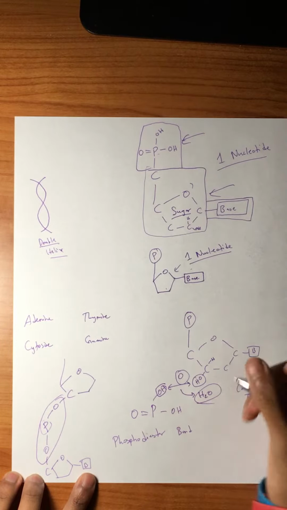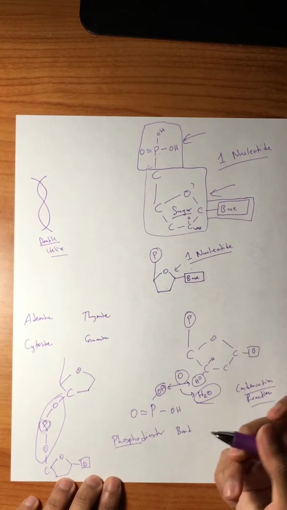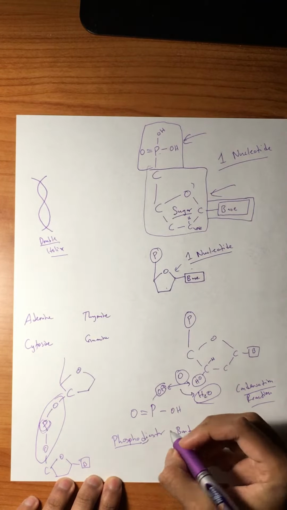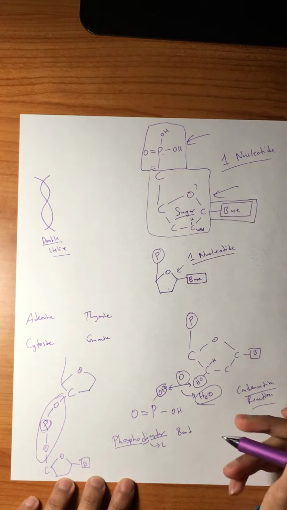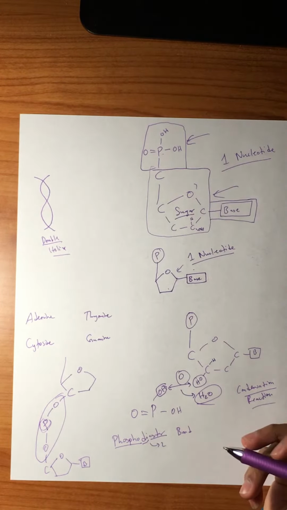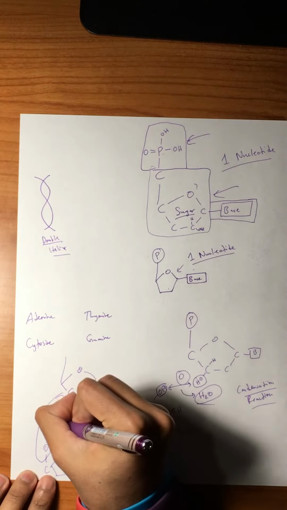And that name is really long, but it's actually really easy if you break it down. Phospho refers to the phosphate group, or the phosphorus. The di refers to 2, the number 2. And then ester refers to ester bonds, like we learned in organic chemistry.